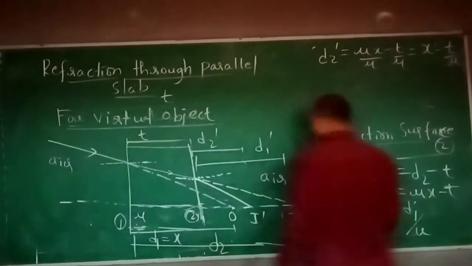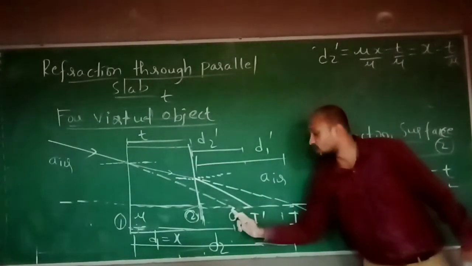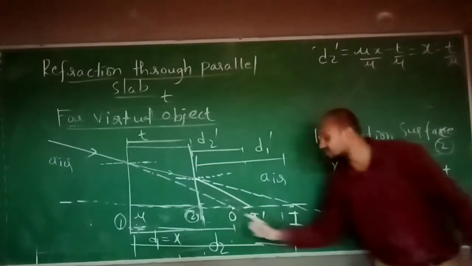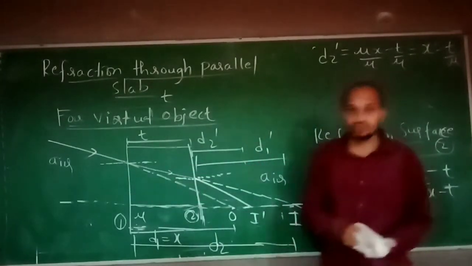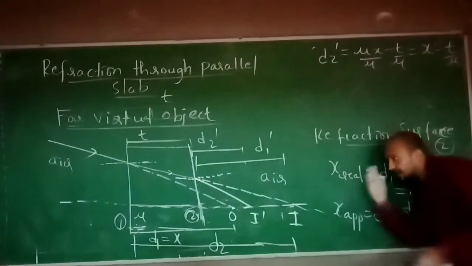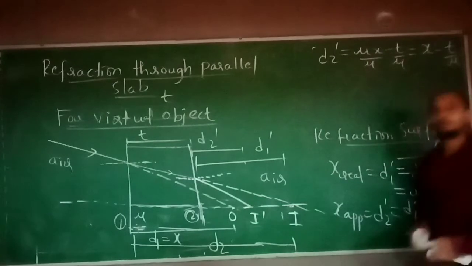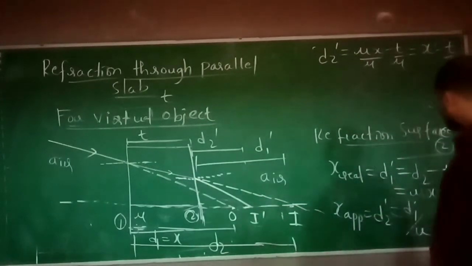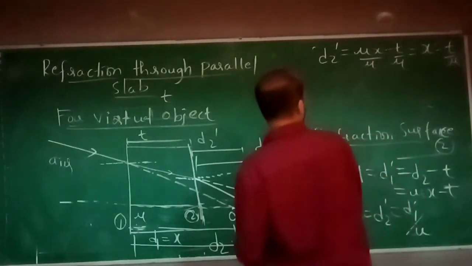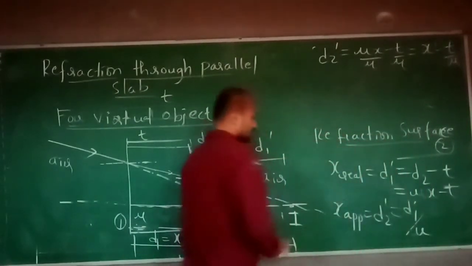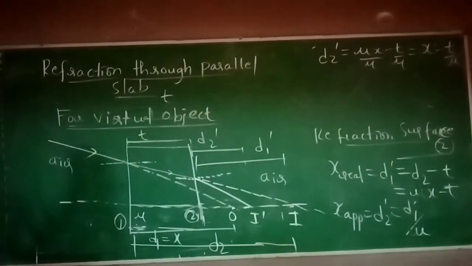If an observer is seeing a virtual object coming here, due to this slab the virtual object is not being seen here. It is being seen here due to double refraction through glass. This is what we are finding. If the observer is standing and looking at this object, it is not seen here. It has been seen here. Correct now? Now see here, d2 dash, I can say that x minus t by mu. Find the shift in the slab. Shift due to slab.